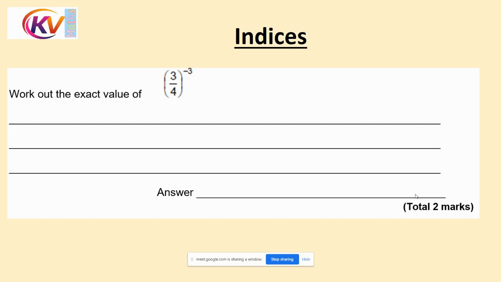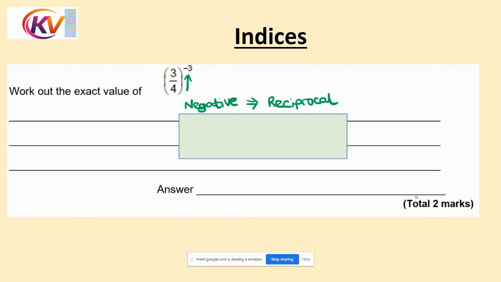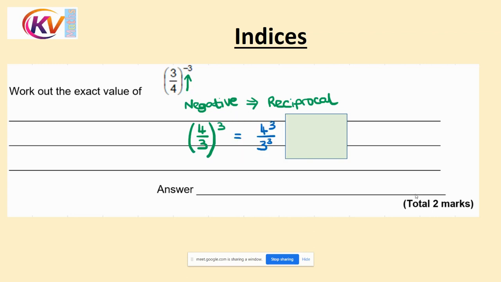First of all, we always want to deal with the negative bit first. The negative tells me I need to find the reciprocal, which means flip it upside down. Because it's already a fraction, that makes life easier. So it's now 4/3 to the power of positive 3, because we've already dealt with the negative. And then just like we did in the last one, the power of 3 applies to both numbers. So we've got 4 cubed over 3 cubed, which we can then work out.